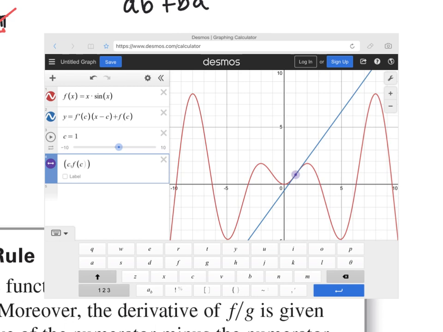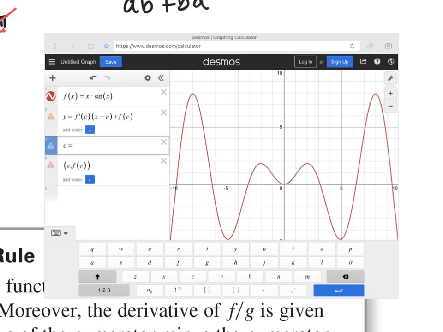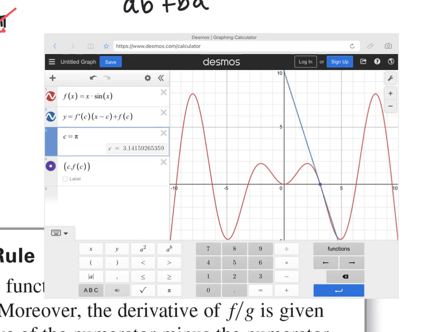Okay, so right now what I have put into Desmos is the original function. This is just our general template for the equation of a tangent line, which you should have memorized. Right now my c is 1, so we're going to change that in a minute, and then I have the point c comma f of c. So what I'm going to actually change is that value of c to be pi.